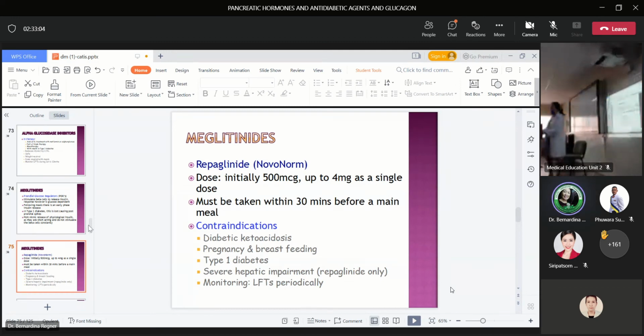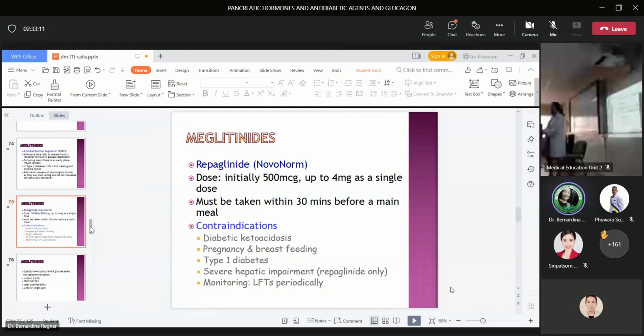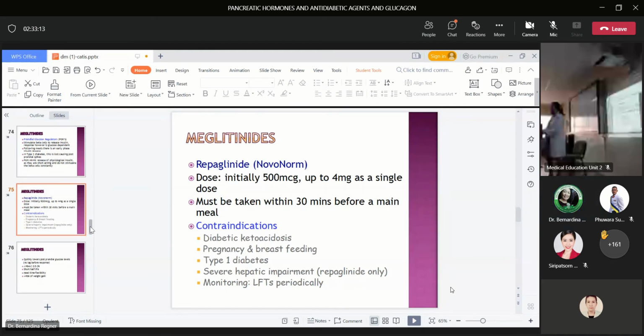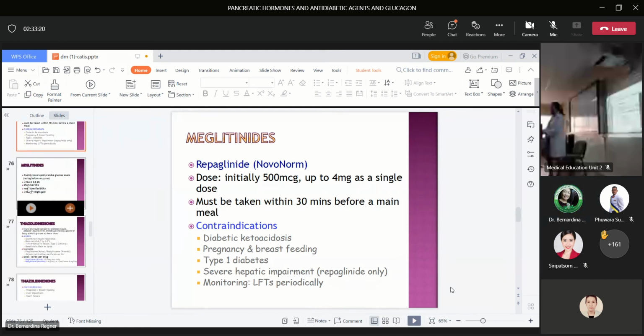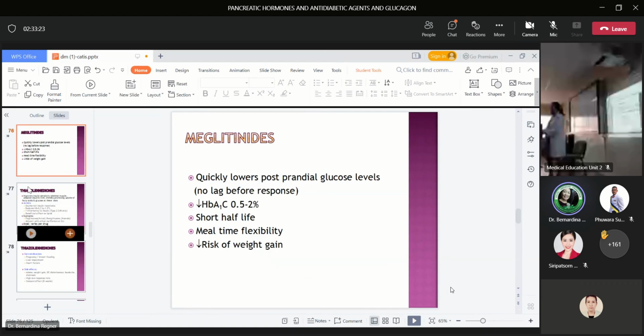Okay, what is repaglinide? Novonorm, an example of a meglitinide. Now, this will quickly lower your postprandial glucose levels. There is no lag before response. It can decrease your glycosylated hemoglobin by 0.5 to 2%. It has a short half-life, mealtime flexibility. It can decrease the risk of weight gain.